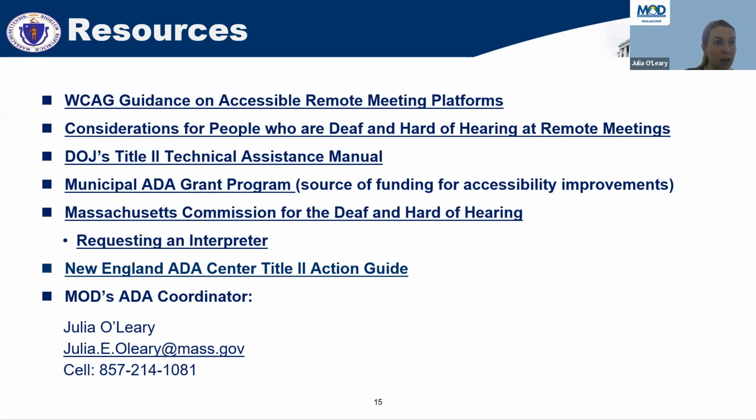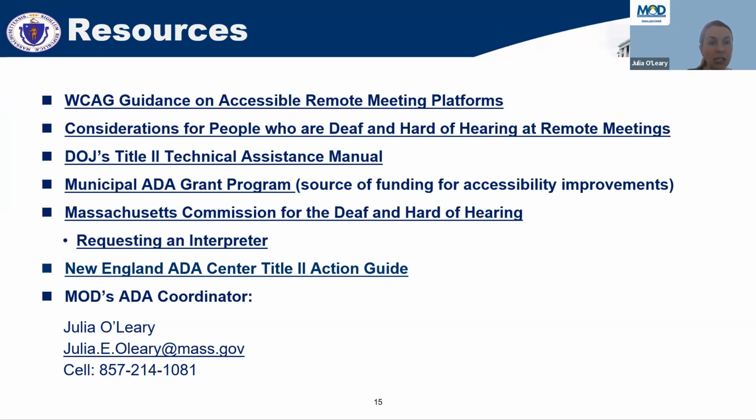This is going to go through the different options for remote meeting platforms and what the different features are in each of those. It's really good to be aware of what accessibility features your town's preferred meeting platform has, so you can then tailor your accommodations to work with that platform. Considerations for people who are deaf and hard of hearing at remote meetings. This is specifically in the employment context, but I think it applies outside of the employment context as well. So that can be really helpful.